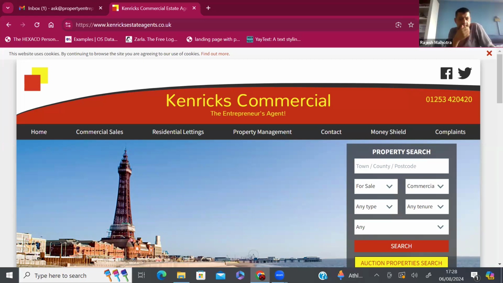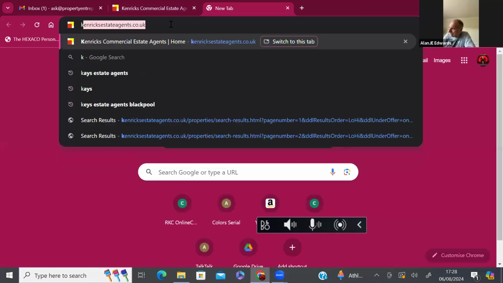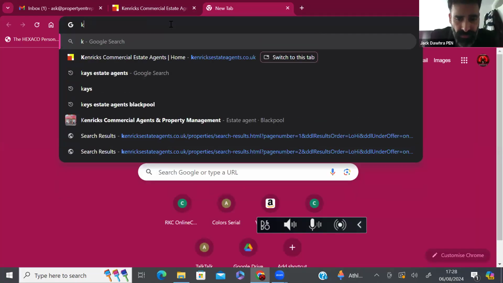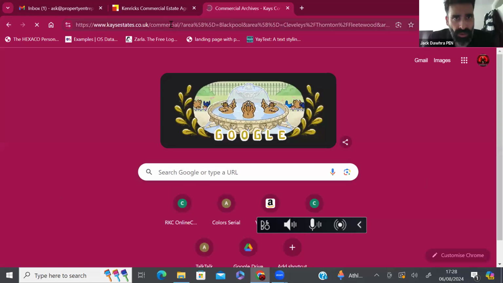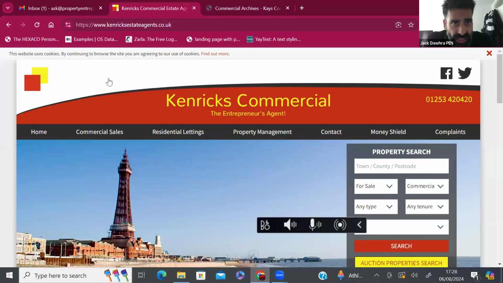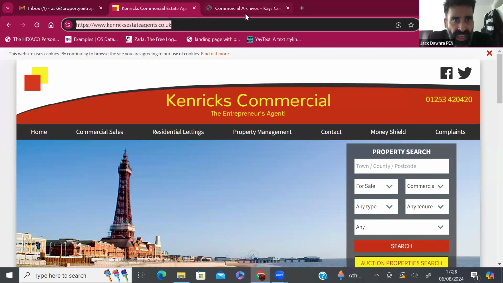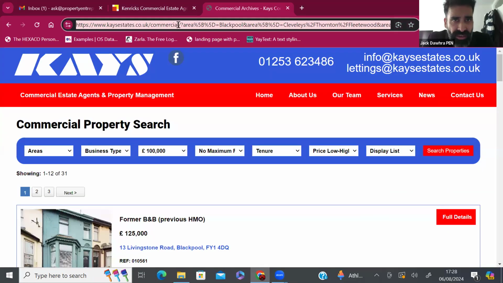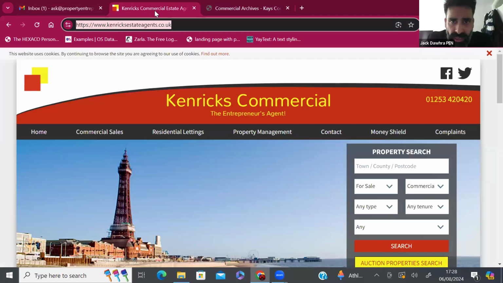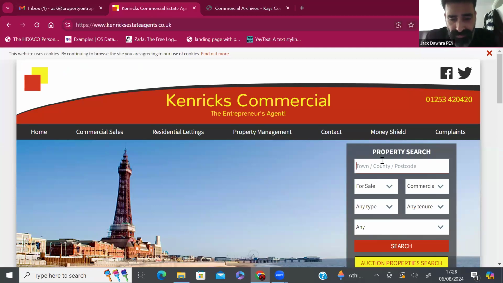Okay. Everyone can see my screen? This is a local agent. So there are two local agents. Kenrick's estate agents, yes. And then the second one is Case. Can you see that? These are two dominant estate agents in Blackpool.